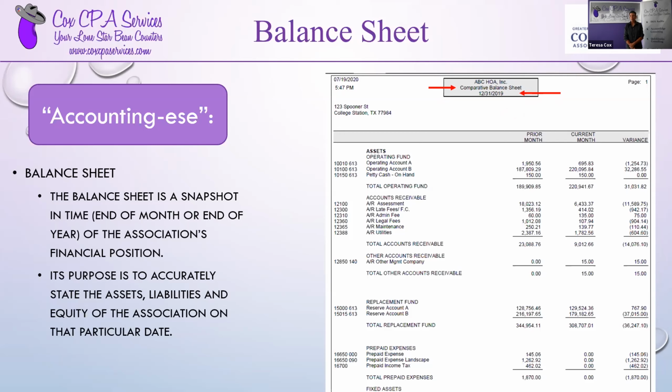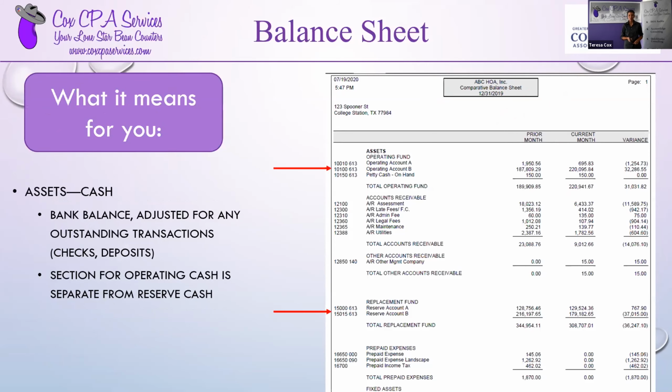At the top, you'll see that the balance sheet is as of a particular date. It's like a snapshot on any given date. The purpose of the balance sheet is to accurately state the assets, liabilities, and equity. That's a whole lot of accounting words, so let's get into what it actually means to you. We're just going to start at the top and go down all of the items on the balance sheet. The first thing is cash, of course, because cash is king.